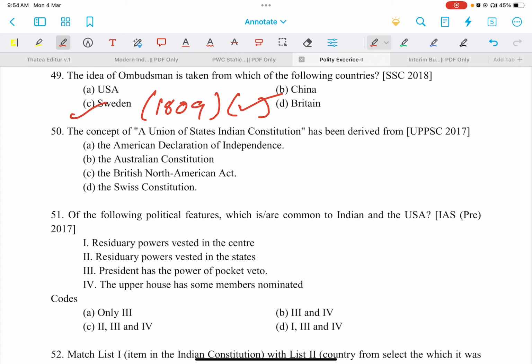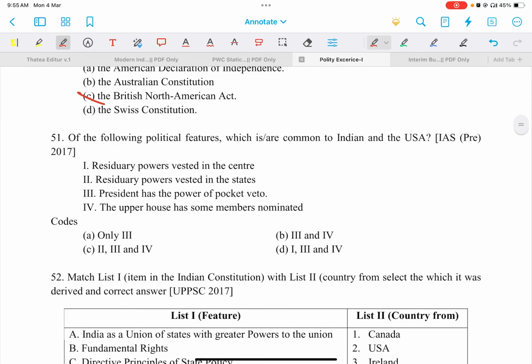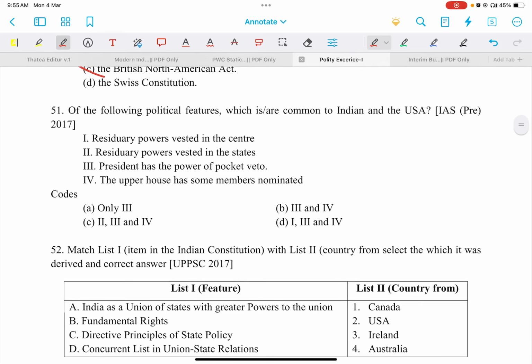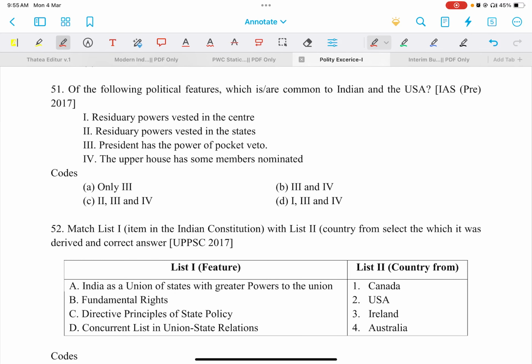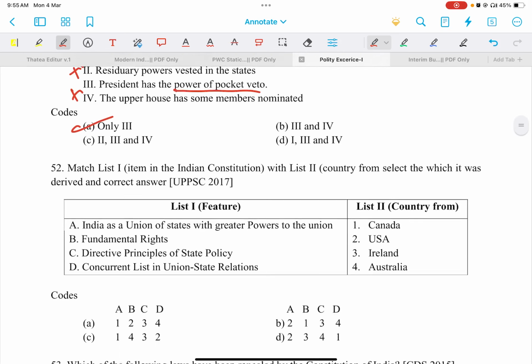Concept of a union of state in Indian Constitution has been derived from the British North American Act. Union of State, Indian Constitution. Of the following political features, which are common to India and the USA, consider like having power of pocket veto. So only three is the right answer.